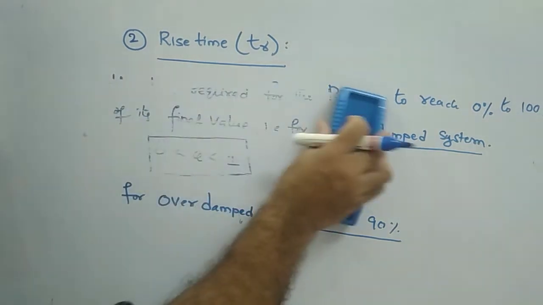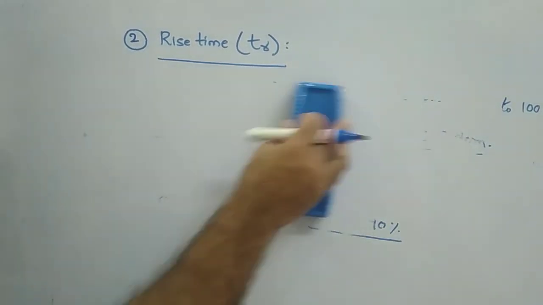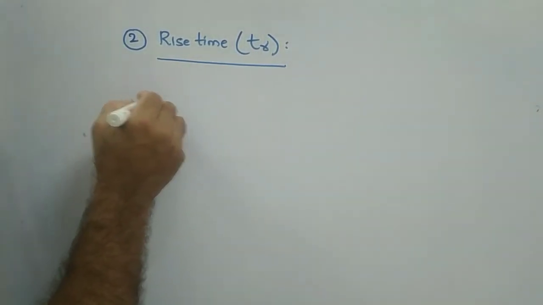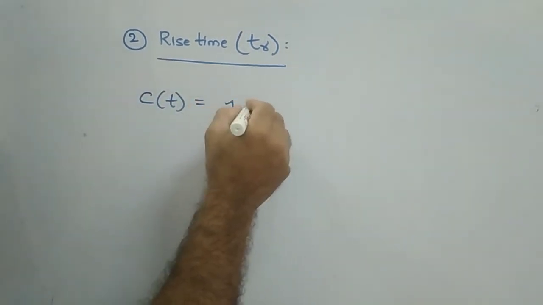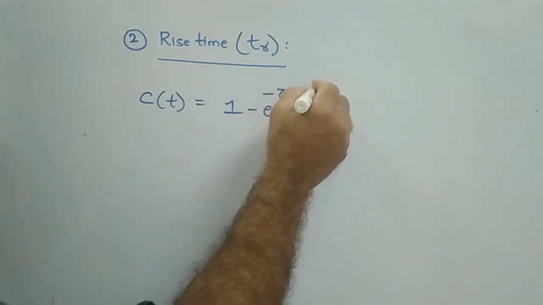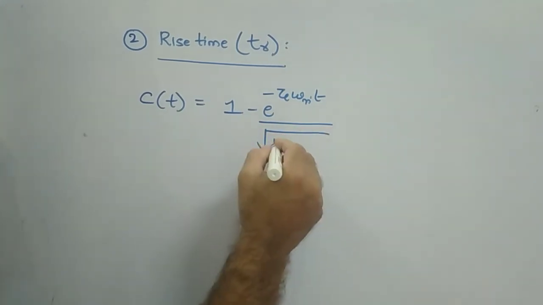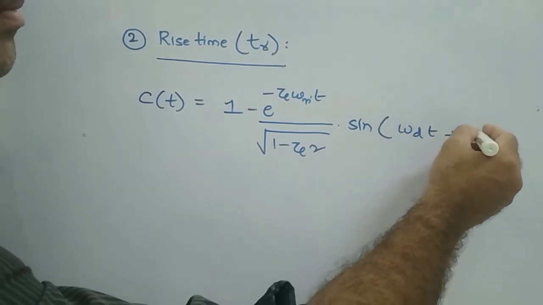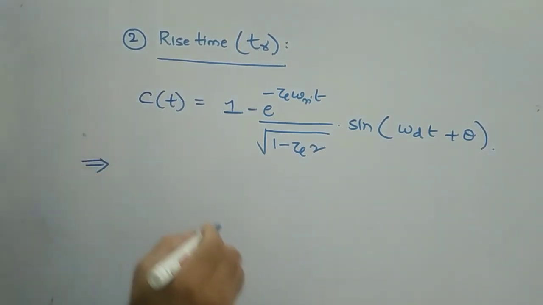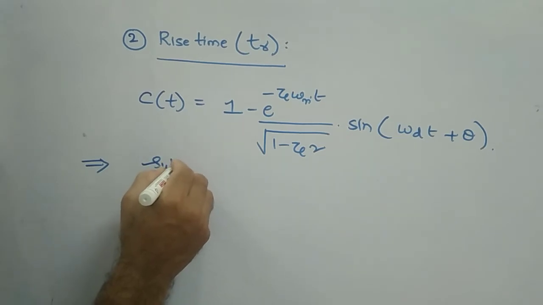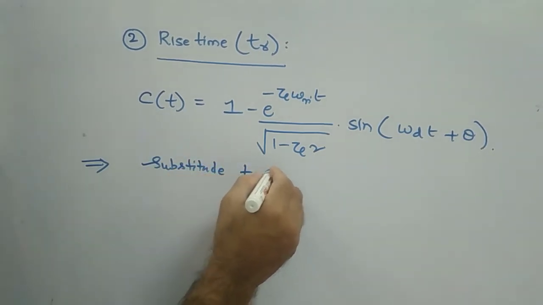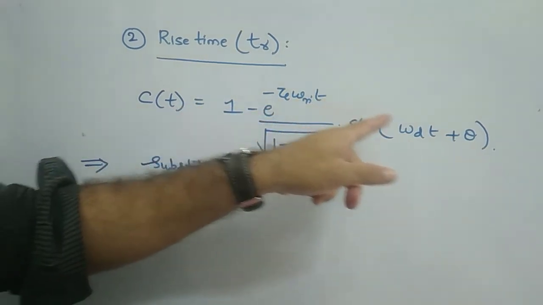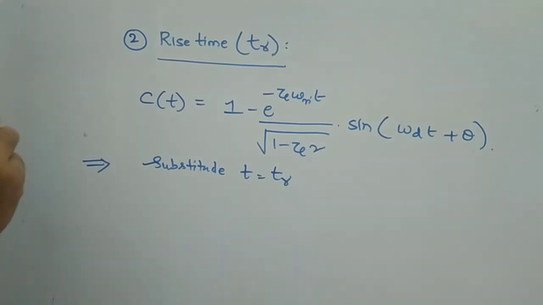Now let us see, is there any mathematical expression for the rise time? Yes, there is an expression, and we will see that. Let us recall your response as we have seen in the previous case. c of t is equal to 1 minus e power minus zeta omega n t by square root of 1 minus zeta square into sine of omega d t plus theta. Now substitute t equal to tr, because now we are defining for tr. Wherever t is there in the expression, in these three places, you substitute t as tr.